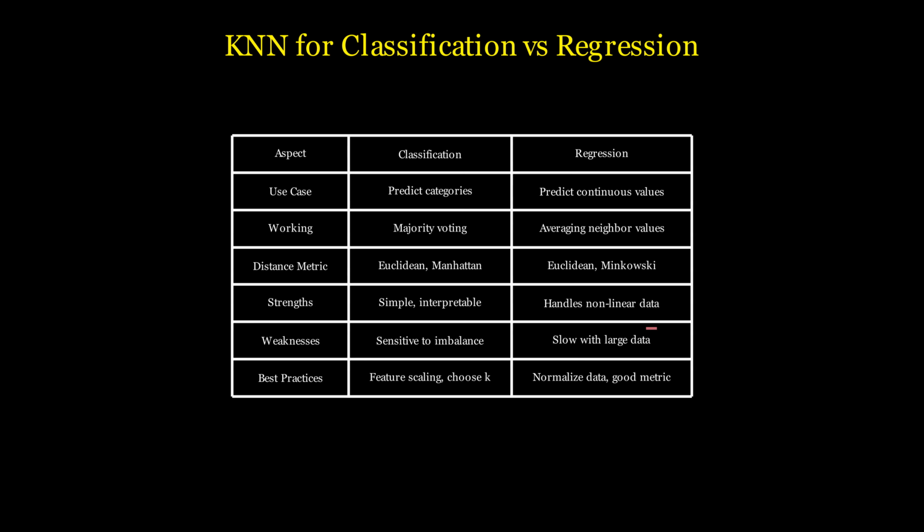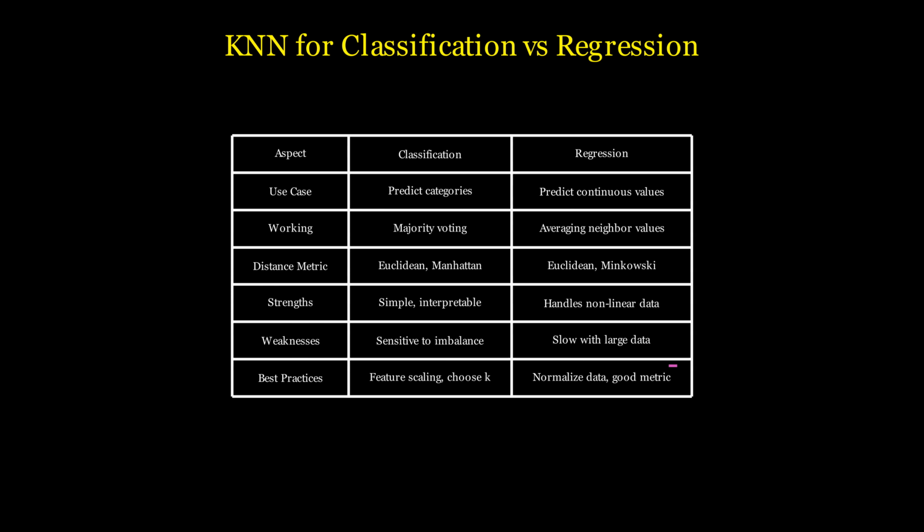However, KNN also has some weaknesses. In classification, it is sensitive to imbalanced datasets, where one class dominates the others. In regression, KNN can be slow and computationally expensive for large datasets, as it requires calculating distances for every prediction.